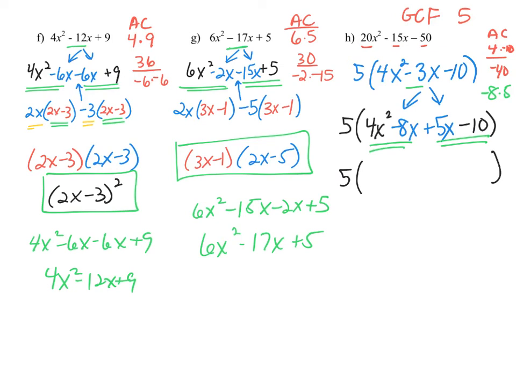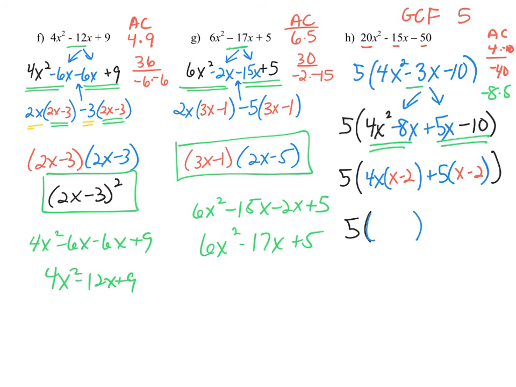The greatest common factor of the first two terms in the parentheses is 4x. The greatest common factor of the last two terms is positive 5. When you factor out 4x from the first two terms in the parentheses, you have x minus 2. And when you factor out 5 from the last two terms in the parentheses, you get x minus 2. So we have 5 as our single constant factor out in front.